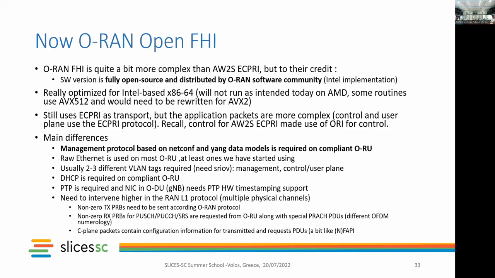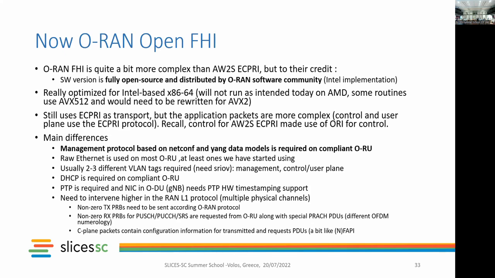It still uses ECPRI as transport, but the application packets are much more complex. The control and user plane both use the ECPRI protocol, not just the user plane. And if you recall, the control for the AW2S ECPRI made use of ORI for the control. This one makes use of ORI for the control. Now, here I've listed the main differences. The first one is that there's a management protocol based on the NETCONF and YANG data models. It's strictly speaking required for a compliant ORU. The first versions of the ORU that we received didn't have it implemented. The first real one that we received did have it implemented, and you cannot use the thing without stimulating the management engine. That's quite different from the other stuff.